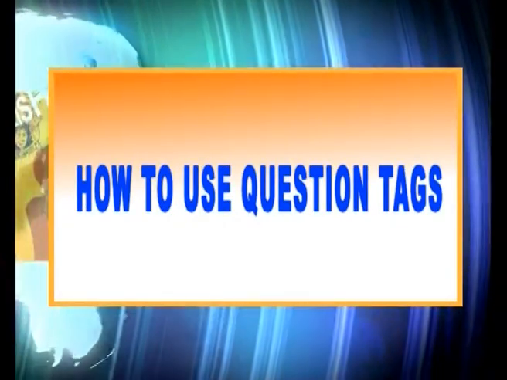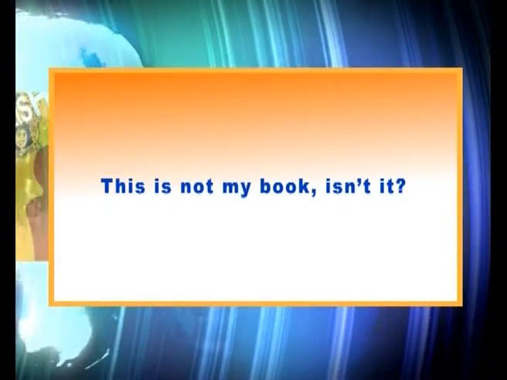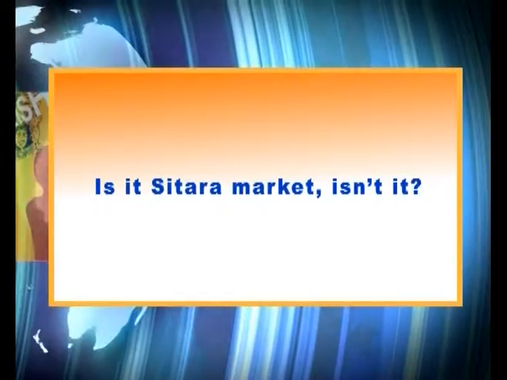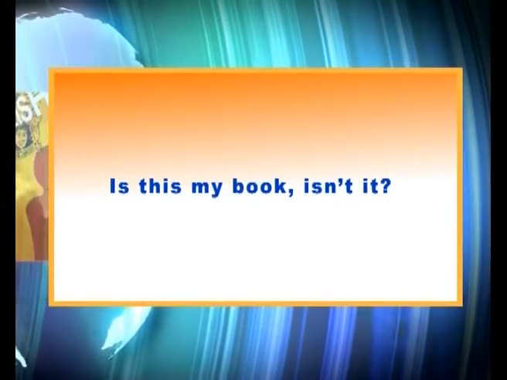So one may ask how these question tags can be used. The question tags are used after affirmative sentences. Affirmative, you know, positive. And then we can also use them after negative sentences, but we must not use these tags after questions because they're already in the question form. I'll give you some examples. First, positive. This is Sitara Market, isn't it? Then the second is, this is not my book, is it? But we can't say, is it Sitara Market, isn't it? Or, is this my book, is it? That will be wrong.